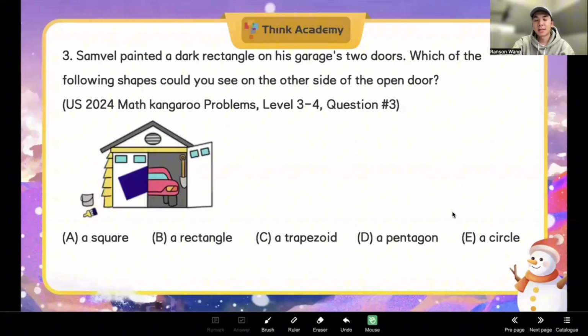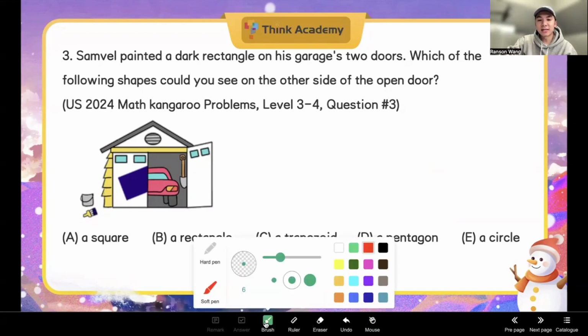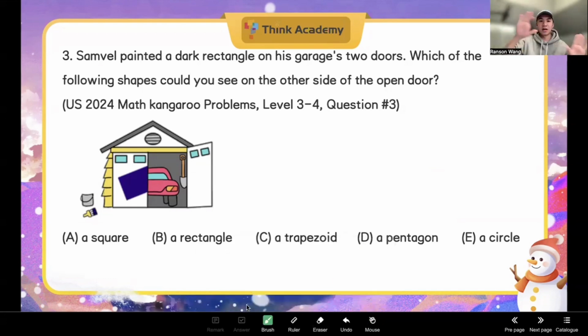Now let's take a look at this level 3 to 4, 2024's question number 3. Sanfield painted a dark rectangle on his garage's two doors. Which of the following shapes could you see on the other side of the open door? Basically, you see that there's a plane, which is the garage door, and Samuel painted a rotated dark rectangle. We want to know what the other side looks like.